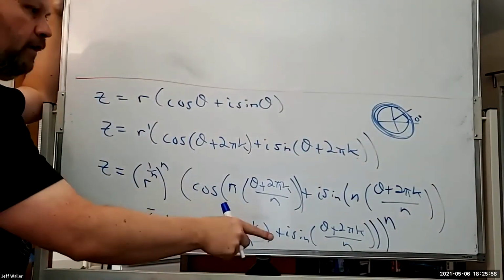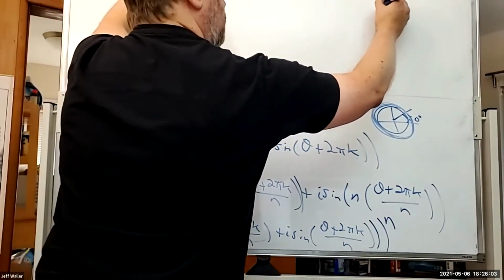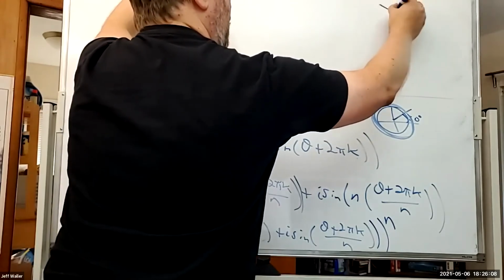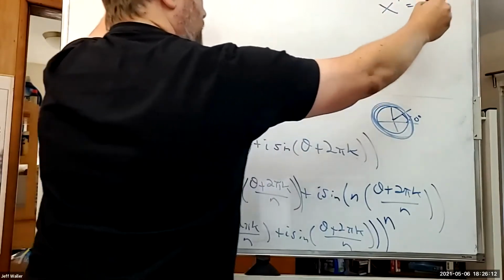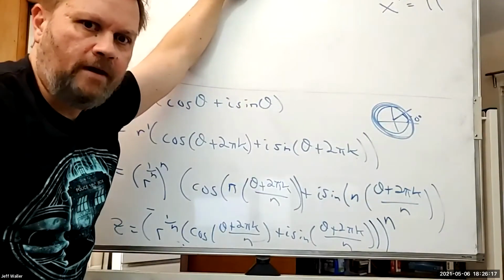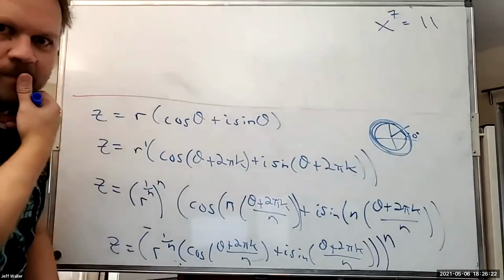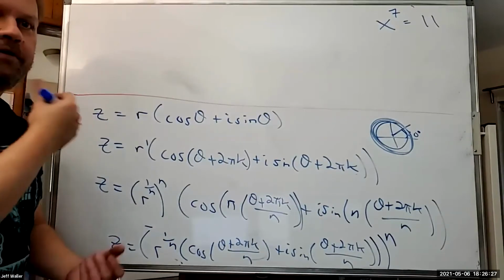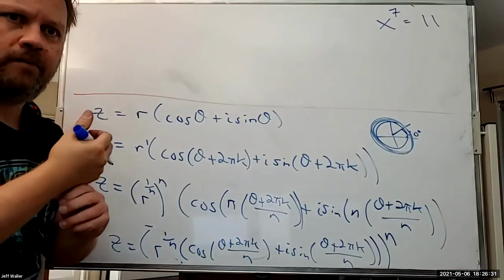So what do I have here? Can somebody help me out? If you saw x to the 7th equals 11, how would you solve that? What would you put in your calculator? How would you solve that? 7th root. 7th root.